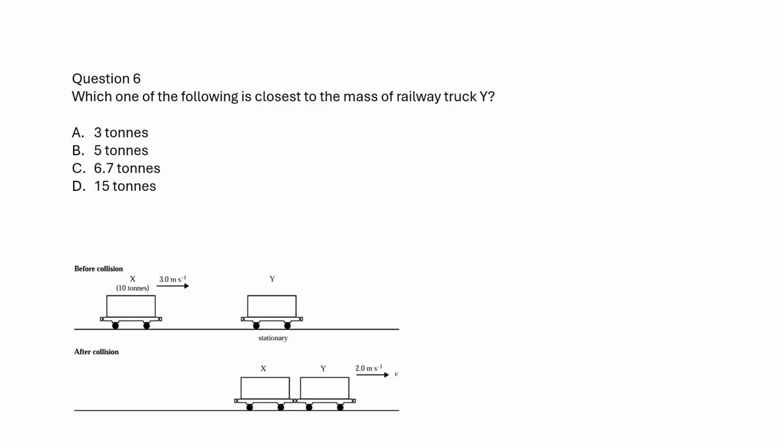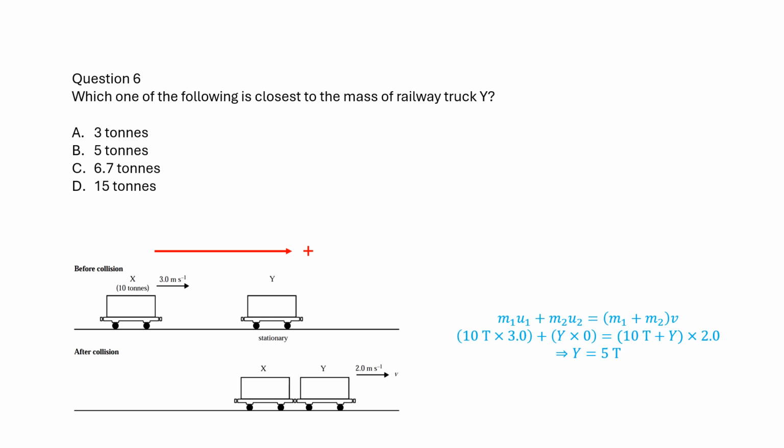The right direction is positive, so the velocity of X and Y is positive. Using the conservation of momentum, we calculate the mass of Y step by step. Please note that both units of mass don't need to be transformed to kg because the mass of the options is in tons.